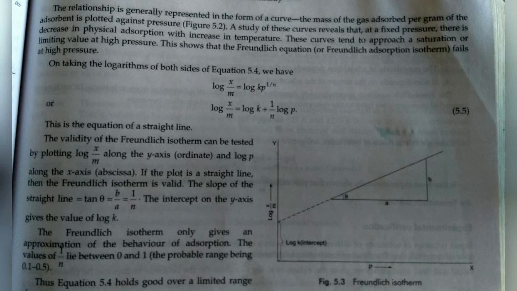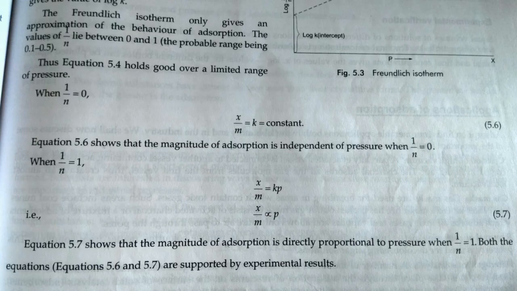The value of 1 by n lies between 0 and 1. So you can get these particular values over here. Equation 5.4 holds good over a limiting range of the pressure. When 1 by n is equal to 0, you get x by m is equal to k, that is simply a constant.